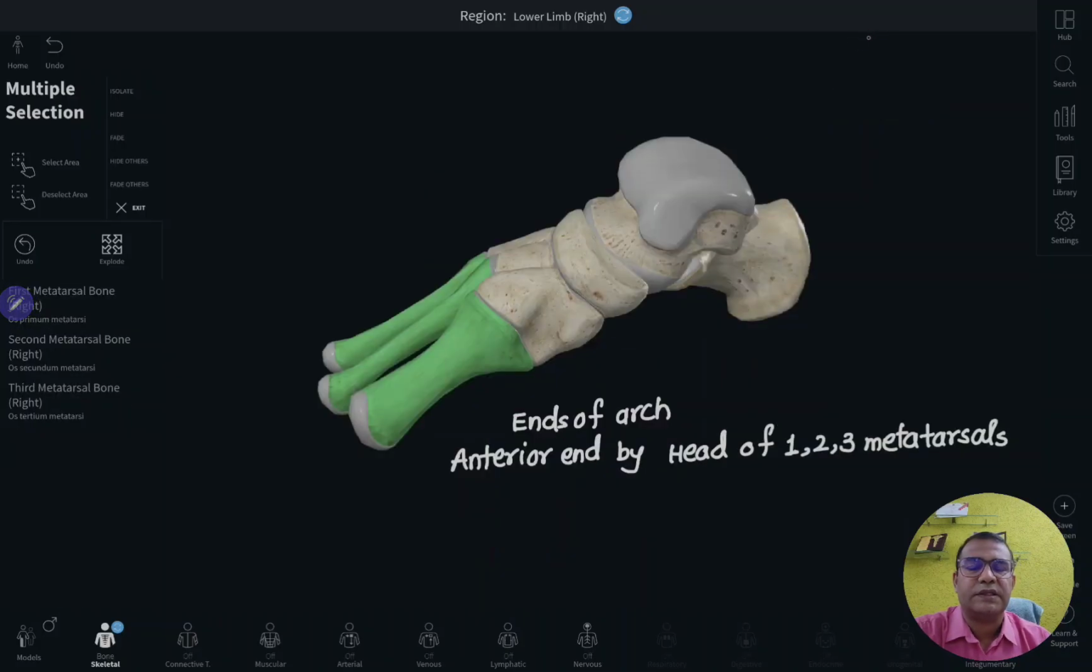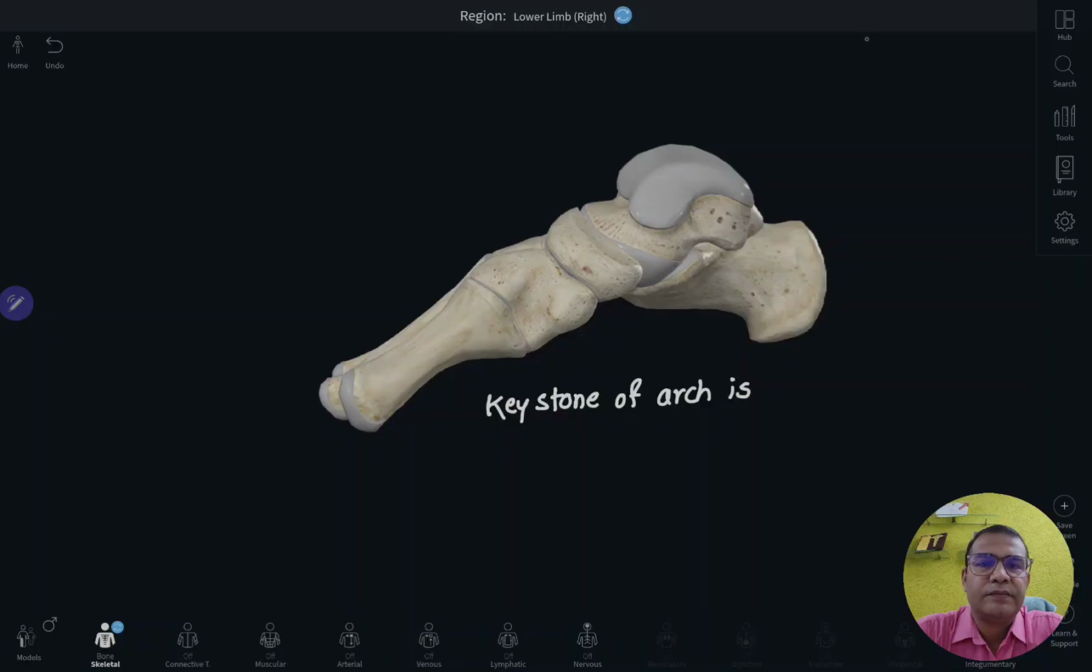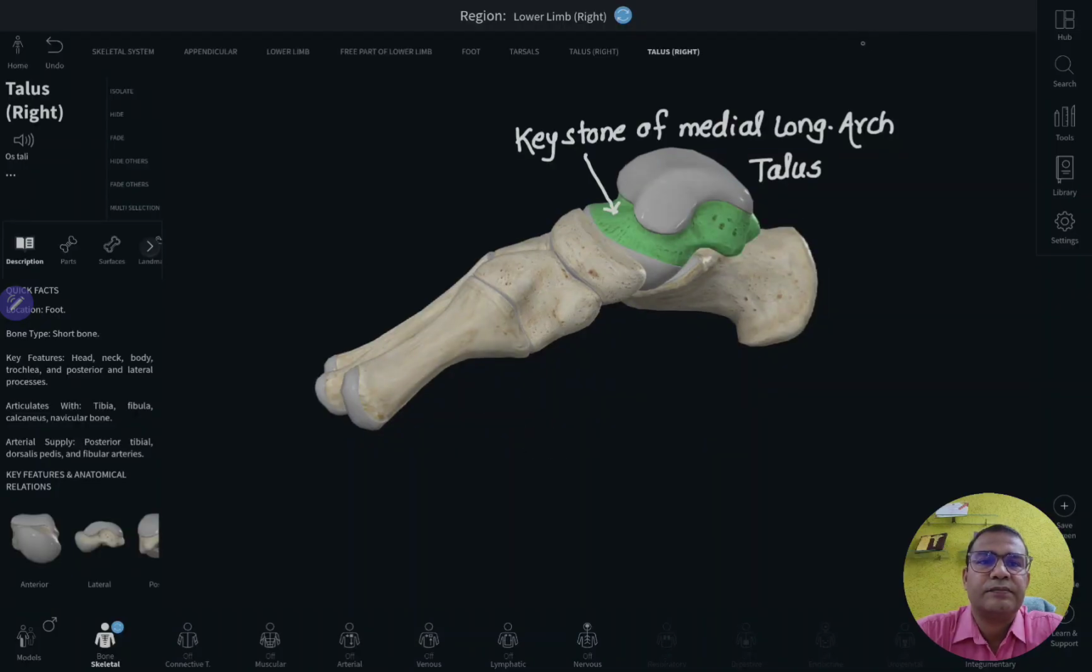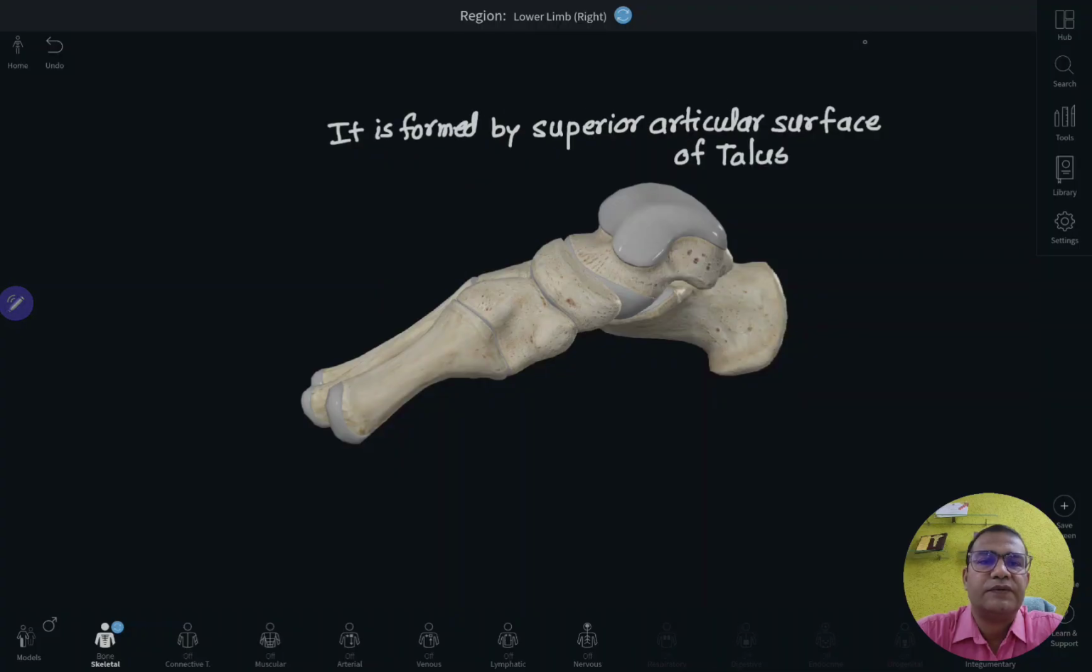So ends of the arch: anterior end of the medial longitudinal arch is formed by head of first, second and third metatarsals, whereas posterior end is formed by calcaneum. Keystone of the arch is talus, and summit or the highest point of arch is formed by the superior articular surface of the talus. It has been shown in the frame.